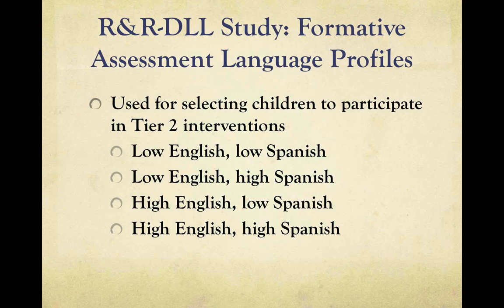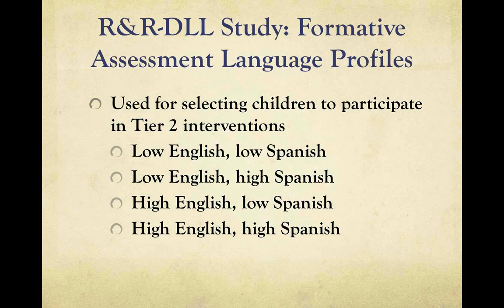Okay, so how do we decide who participates in the small group lessons at Tier 2? For this, we really look at our formative assessment data in both languages, thinking about language profiles per se. So we can think about this very generically in terms of 4 different categories. Children who are low skills on both English and Spanish, children who are high on both skills, English and Spanish, and children who have some sort of combination of low and high, which is more indicative of uneven development in terms of both of those languages.